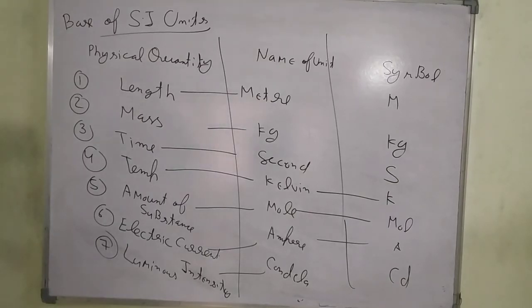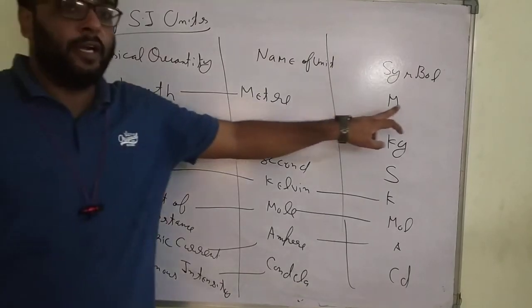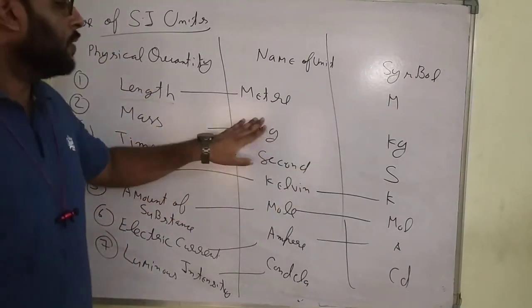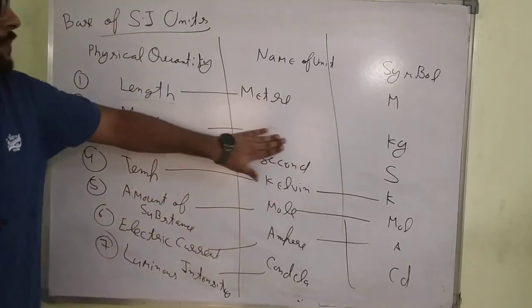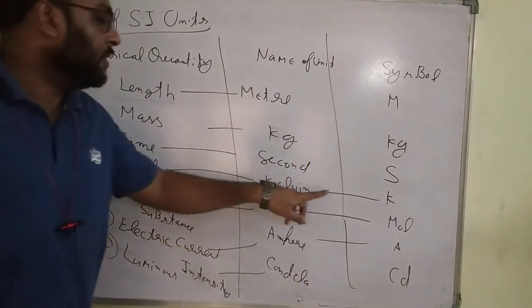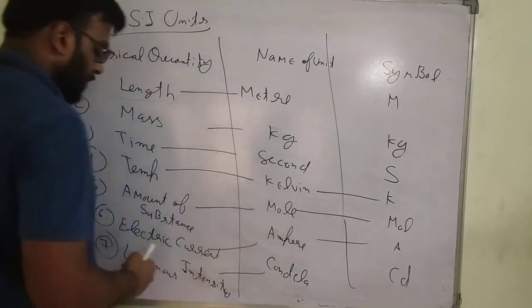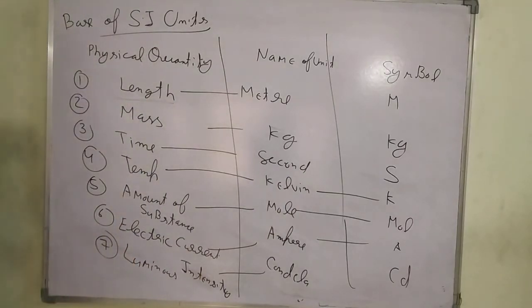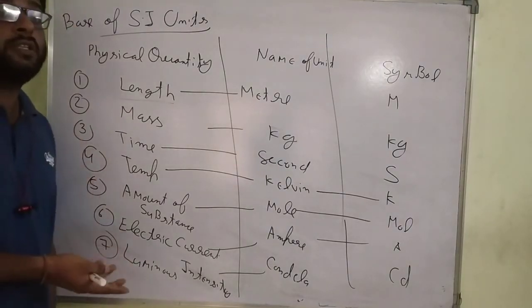Okay students, these are the 7 basic units given by the SI system. International system of units, it is called the SI system. Length is measured in meter. Mass is measured in kilogram, kg. Next is time in second, as you know. Temperature in Kelvin. Amount of substance is generally considered in mole. Electric current is considered in ampere, and luminous intensity is in candela. These are the 7 basic units. We are all using these units.